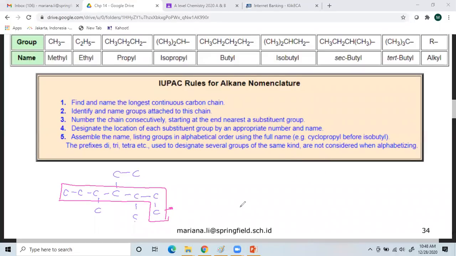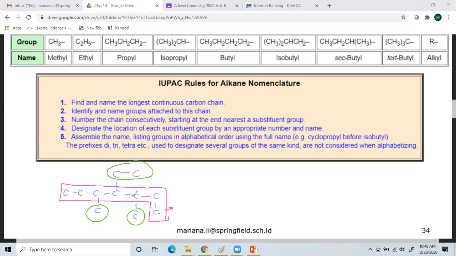Okay, let's continue to give a name for this. First, you should identify the branches. So I have this, this, and this. Number the longest chain so the branches have the lowest number. From left or from below? If I start from left, 1, 2, 3, the branches start from number 3, right? From below, 1, 2, 3, 3 as well.